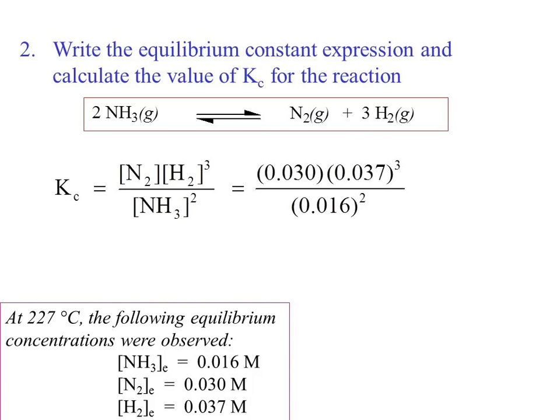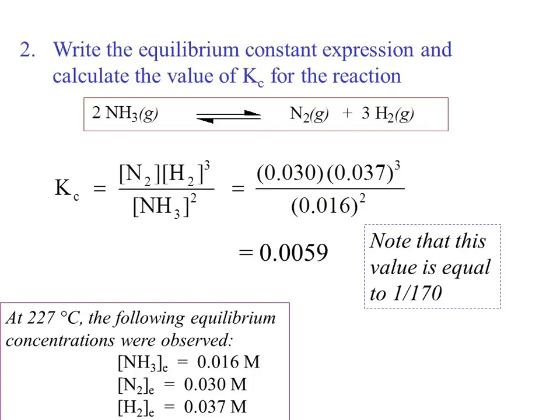Plugging in our equilibrium concentrations, we get 0.030 raised to the first power times 0.037 raised to the third power. In the denominator, we have 0.016 raised to the second power. Working these problems, it's really easy for your eyes to go buggy and to get the wrong equilibrium concentration in. I've done that, but just take your time. Rounding to 2 sig figs, we get 0.0059.